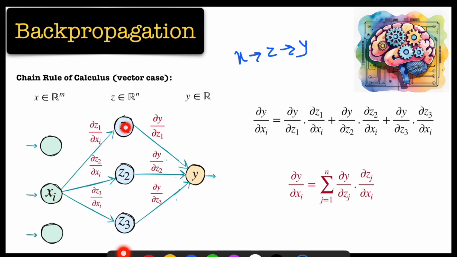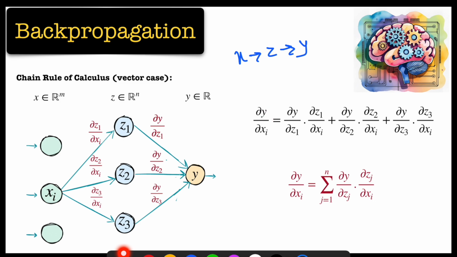See, xi to z1, z1 to y; xi to z2, z2 to y; xi to z3, z3 to y. So we have to apply the chain rule in all the paths and then sum them. That's how the chain rule applies in the vector case.